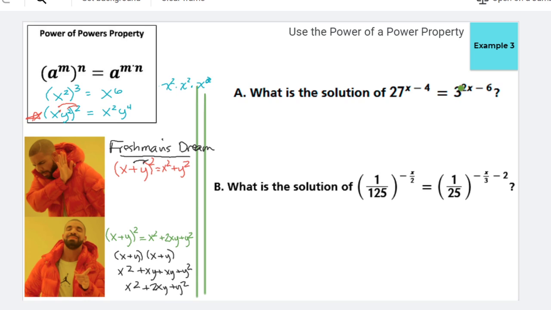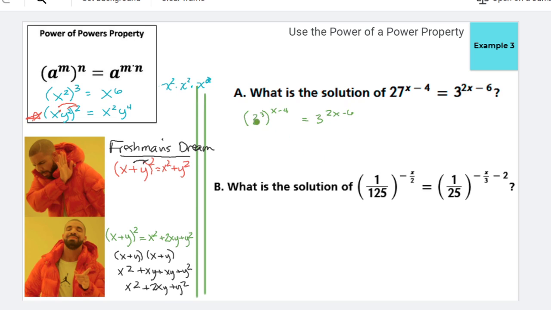Now 3, it doesn't really break down anything. It's just 3 to the first power. But if you notice, I can multiply 3 times itself a few times to get 27. So what I can actually do is I can rewrite that 27 as 3 cubed. And then it's raised to the x minus 4.